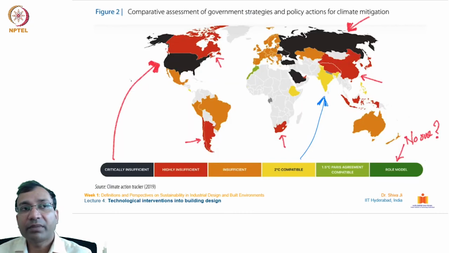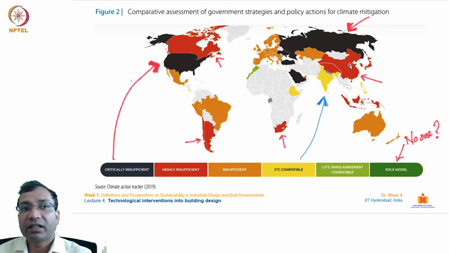Further in this discussion, let's have a look at the comparative assessment of government strategies and policy actions for climate mitigation. In this slide, it is shown the critically insufficient efforts given by the major countries. So who are these ones? You can see in the dark color the United States of America, Russian Federation, and some more countries from this Gulf area. Further, highly insufficient efforts are given by these countries in the red.